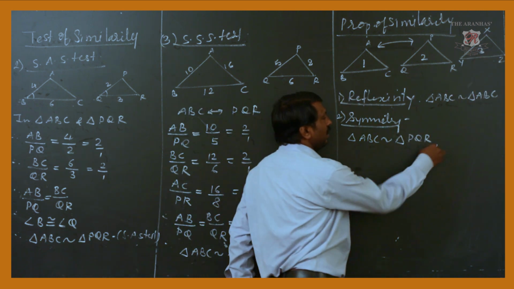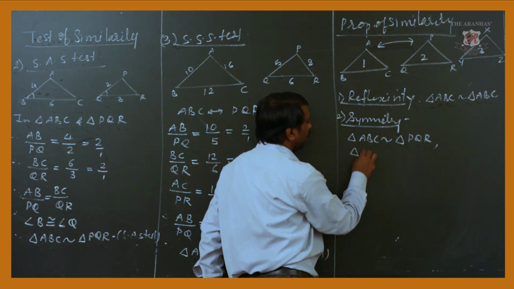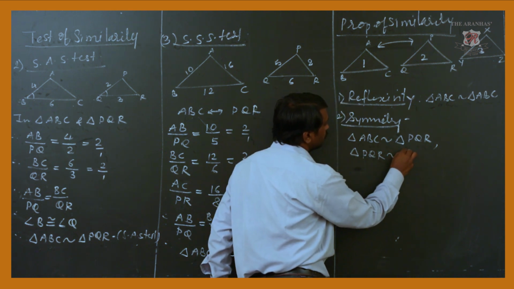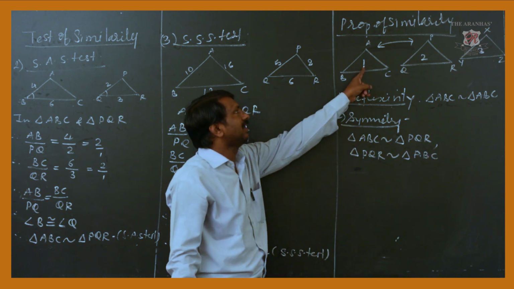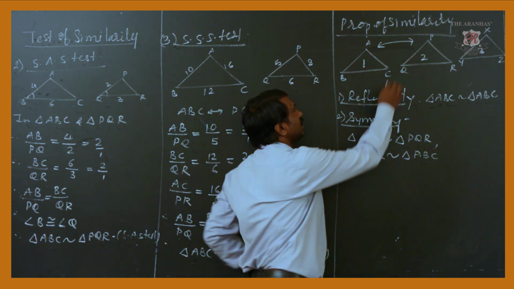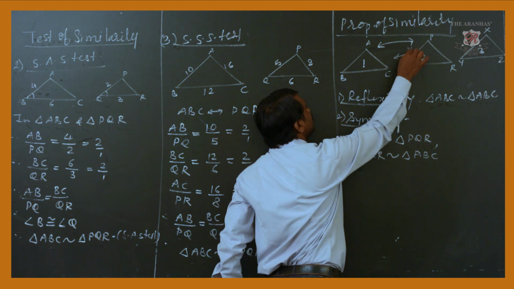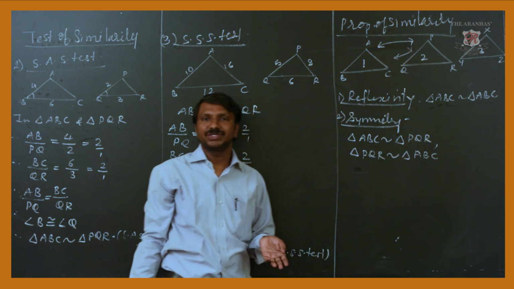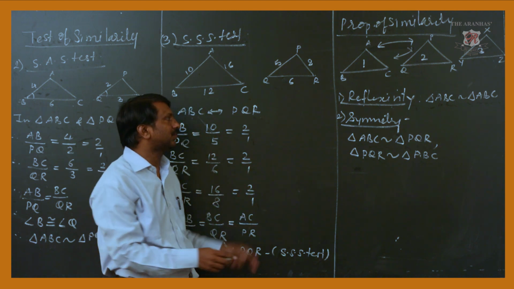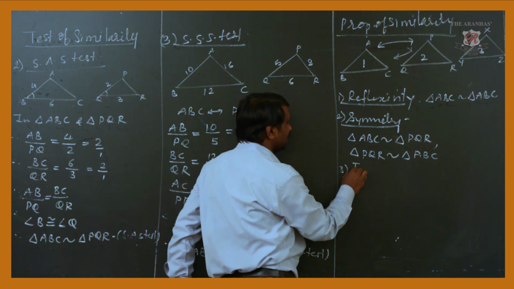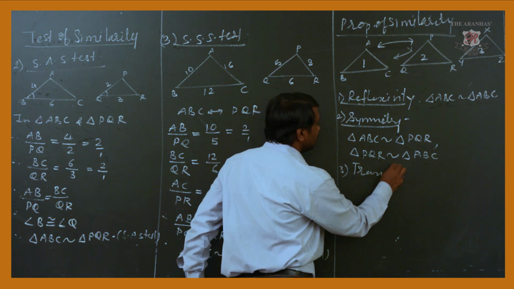So obviously, what is going to happen? Triangle PQR is also similar to triangle ABC. If the first triangle is similar to the second, then the second is also similar to the first. So this is the second property, symmetry, comparison of two triangles. And the third one is transitivity.